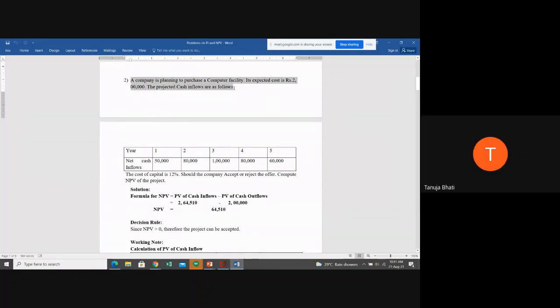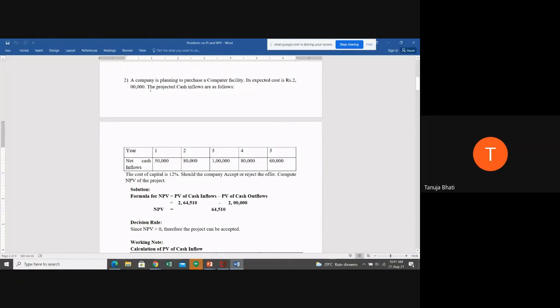Okay, a company is planning to purchase a computer facility. Its expected cost is 2 lakh rupees and the projected cash inflows are as follows. From year 1 to year 5, there is an inflow of 50,000, 80,000, 1 lakh, 80,000, 60,000 respectively. The cost of capital is 12%. Should the company accept or reject the offer? Compute the NPV of the project.